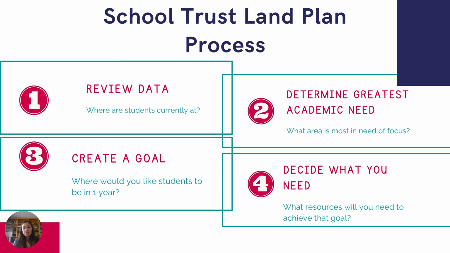The second step is to determine the greatest academic need. This may be something that your district has already talked about, and they will give you some guidance about that. But it's just an area where you want to focus, where you know that students could use some extra improvement. The third step is to create a goal. So based on where you see the students are now, where would you like them to be in a year or 2 years or 5 years? And then you're going to decide, well, what do you need to make this goal a reality?